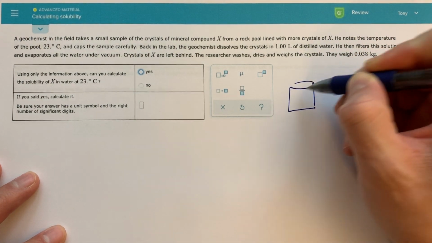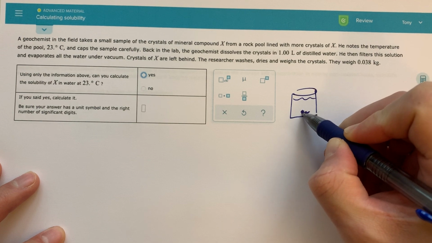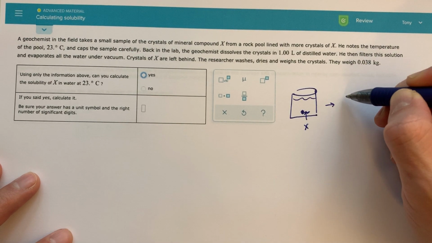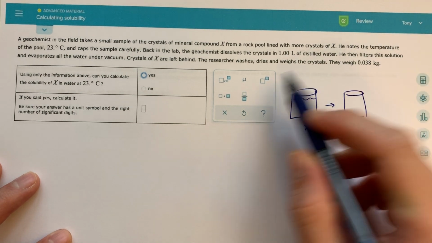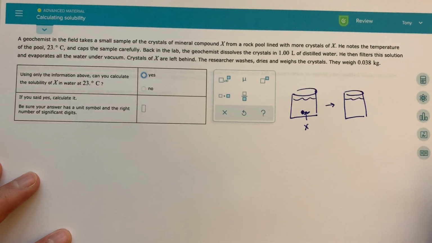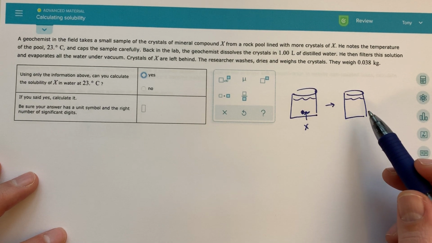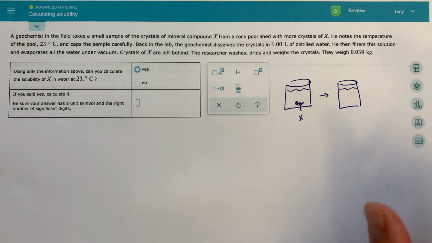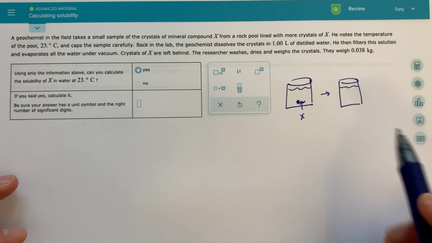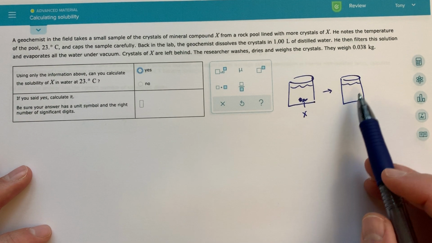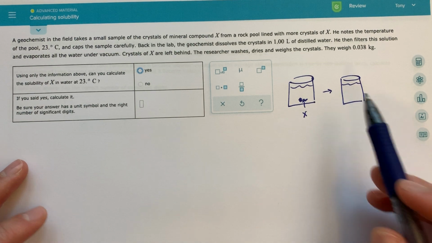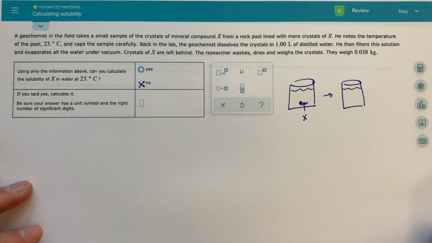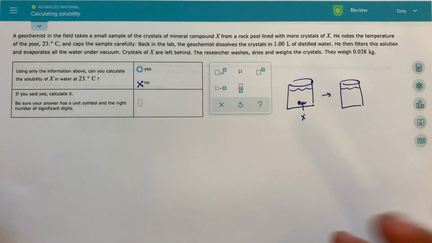So if we draw a little picture here, we're going to put in this crystal of X, then we're going to stir it, and according to what we're reading up here, all of it dissolves. The fact that all of it dissolves means that this is not necessarily a saturated solution. It could be, but we don't know for sure that we have created a saturated solution. So in this case, no, we cannot calculate the solubility because we don't know for sure that it's a saturated solution or not.